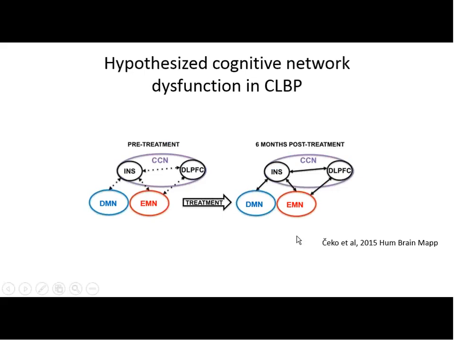And we also saw a reversal of that. That's the next part that I'm going to talk about. The study was actually an intervention study where we looked at patients 6 months after intervention. And essentially what we showed was normalization of this network.